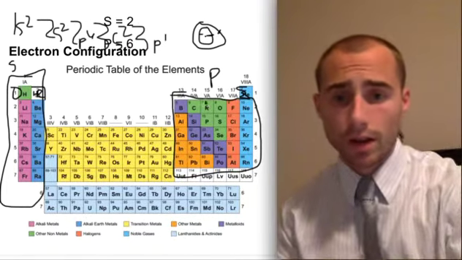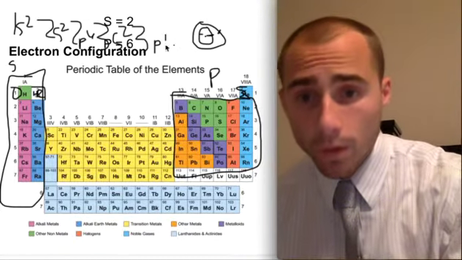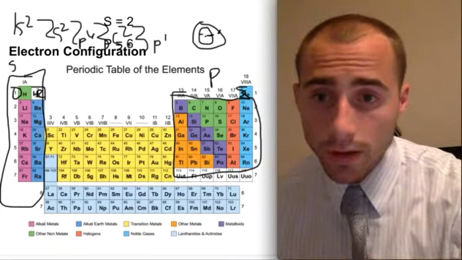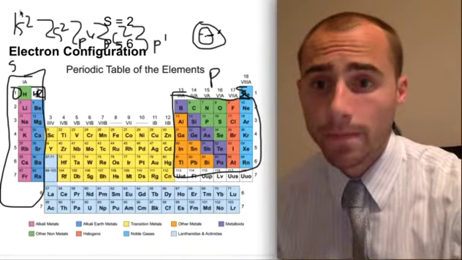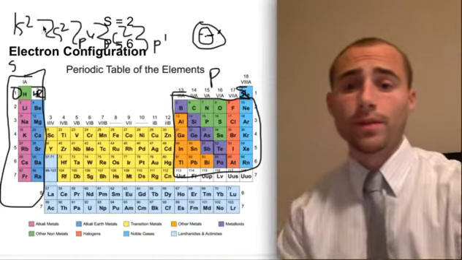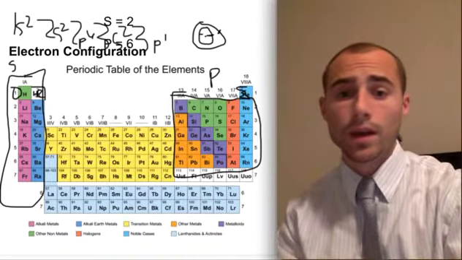Let's check our work. We needed 13 total electrons. Do we have 13? 1, 3, 9, 11, 13. So it's right. That's our configuration: 1s2, 2s2, 2p6, 3s2, 3p1.